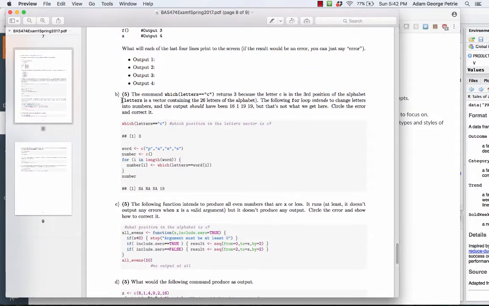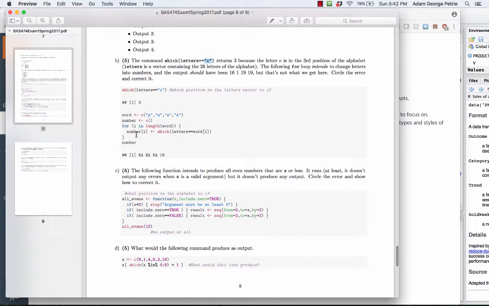So the second question here, part B, was asking a bit about the which command. I guarantee you all have something about the which command on the exam, so make sure you know how the which command works. Which allows you to identify where inside of a vector, the element numbers, the first element, the ninth element, etc., which elements have a certain logical condition holding true or false. So asking which letters equal C is saying, all right, which position inside the letters vector has an element that is equal to the C character. So we have double quotes here.